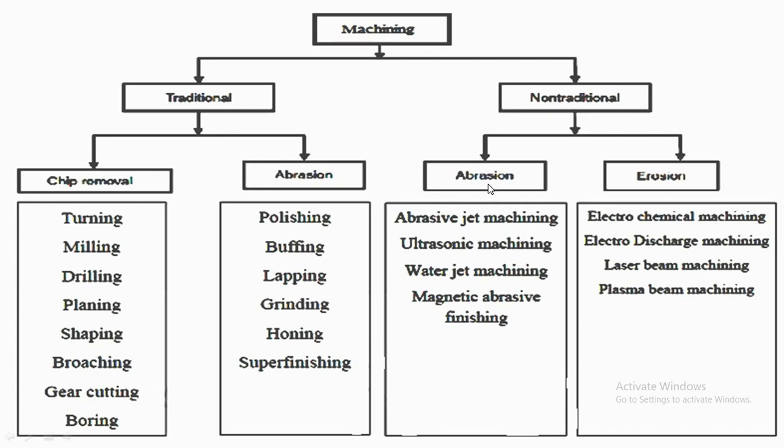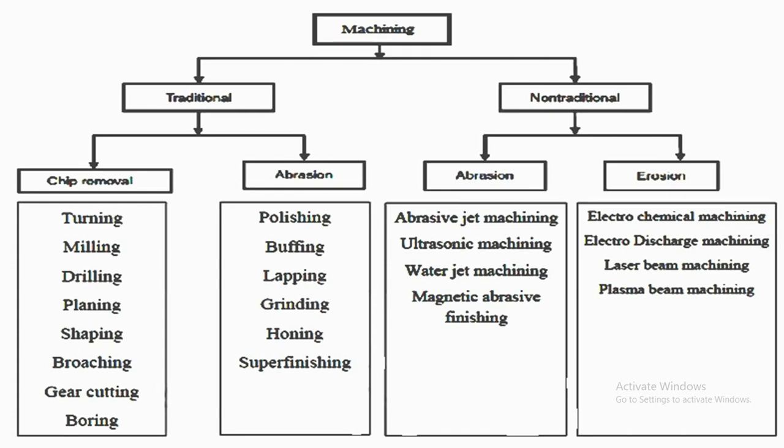So that's why it is called abrasion. And here erosion means the material is eroded, like corrosion, which covers the metallic surface, and there is a small layer-by-layer removal of material from that workpiece component. In the same way, material is removed under the erosion process also. Under abrasion, there is abrasive jet machining, ultrasonic machining, water jet machining, magnetic abrasive finishing.